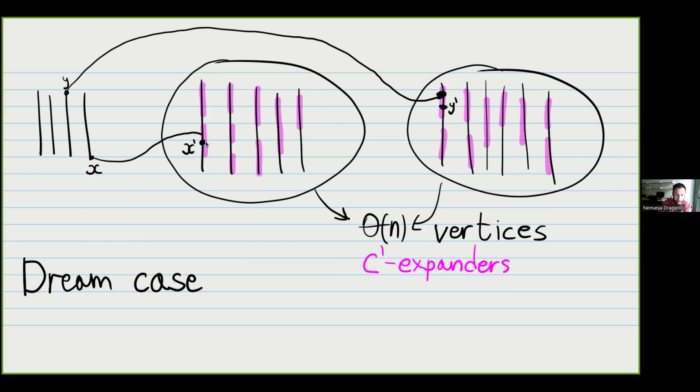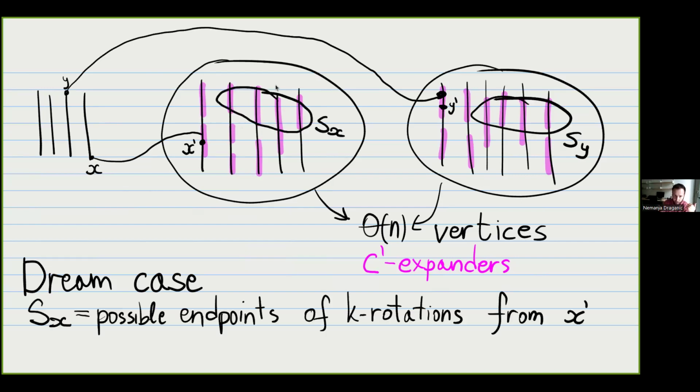So I get these endpoints x prime and y prime by doing this one rotation. Now, since these two endpoints live on paths which are completely disjoint, and these expanders live on paths which are completely disjoint, I can start doing Pósa rotation inside of the expanders themselves. I can repeat basically the same procedure which I showed you before, and get a set of vertices Sx which I can reach from x prime, and a set of vertices Sy which I can reach from y prime.